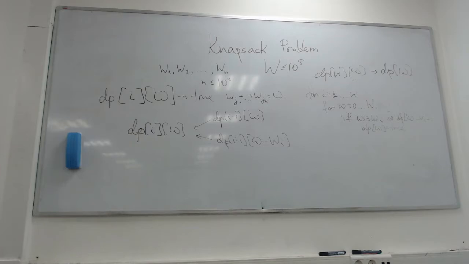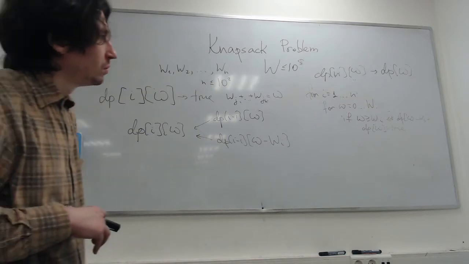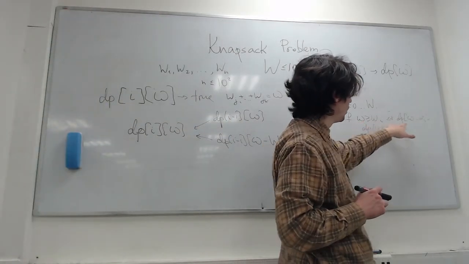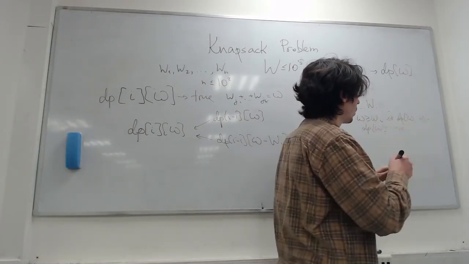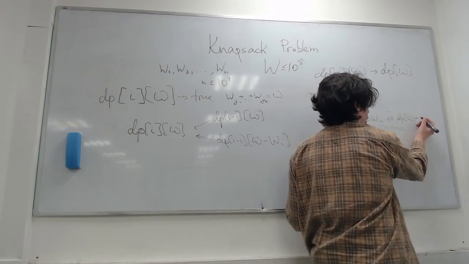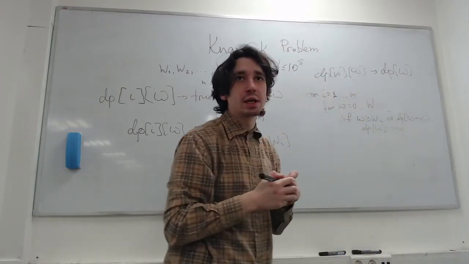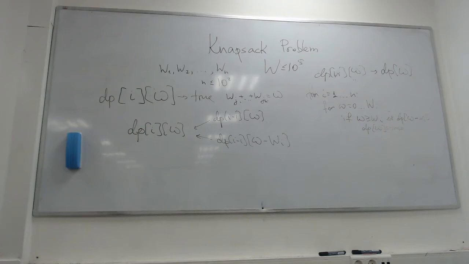I have a question. Why do we check if omega is greater than wi? So no, this is because we have to decrease omega by wi. We should check whether we hadn't taken the summand. So this condition is fine. Okay.